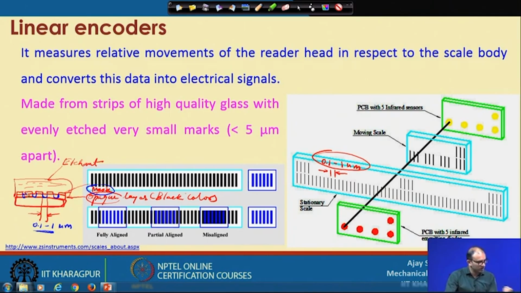Once it is over, then what you have to do is apply the mask removal process, or an under-etching process, so you can get this done without creating any problem. So, this is called the etching process, the way you get these particular marks. So, this is the way of operation of a linear encoder.